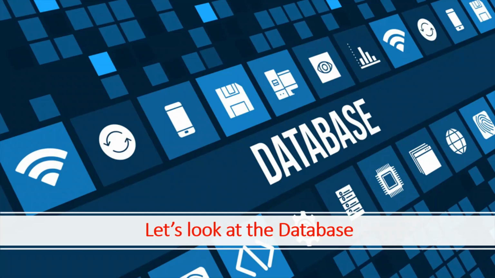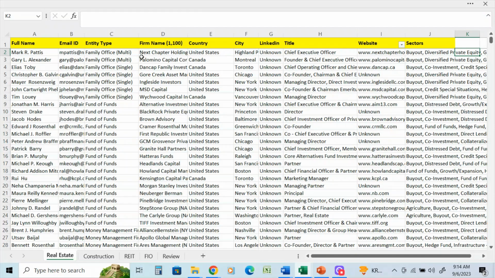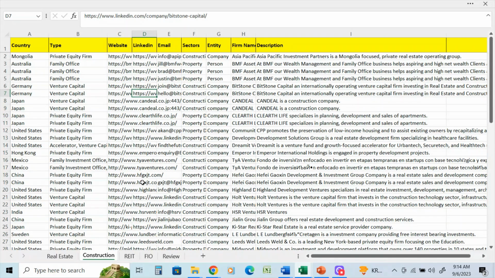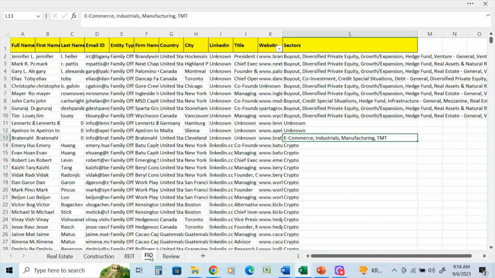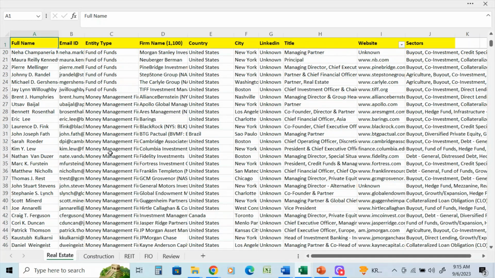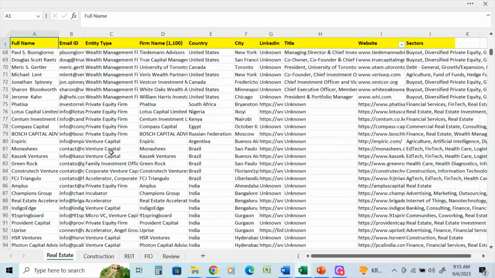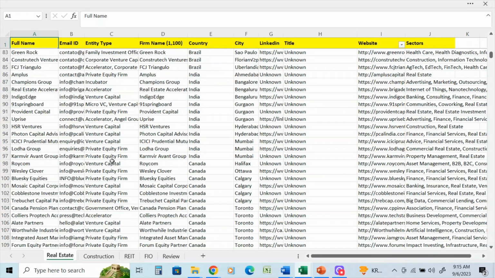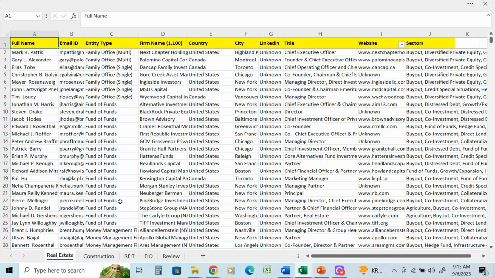So let's take a look at the database. So now we're over on the database section, and as you can see here on the bottom, the first keyword we used is real estate, and there was around 1,100 contacts. Construction was the second one, and REITs, and then family investment offices. So if I go back to real estate, these are mainly contacts at the larger firms like family offices, fund of funds, money management, wealth management, private equity. So that's a good database to use.